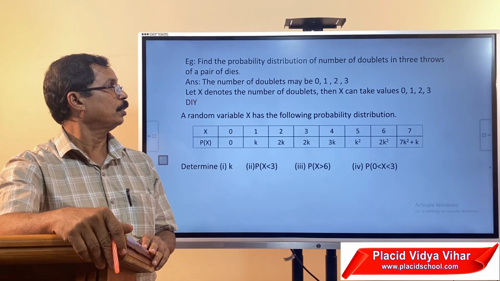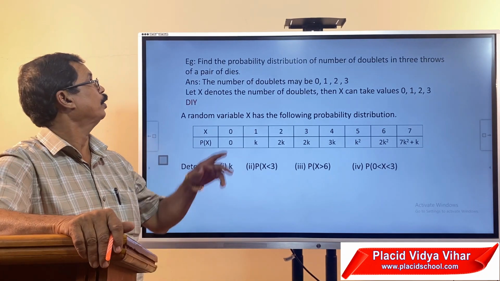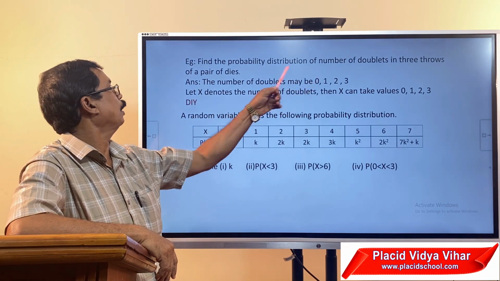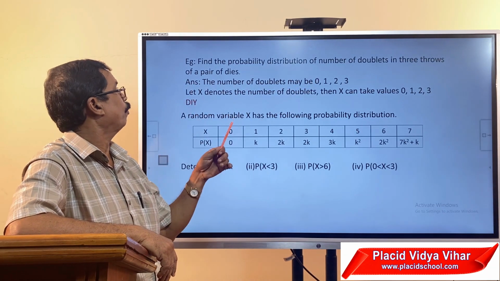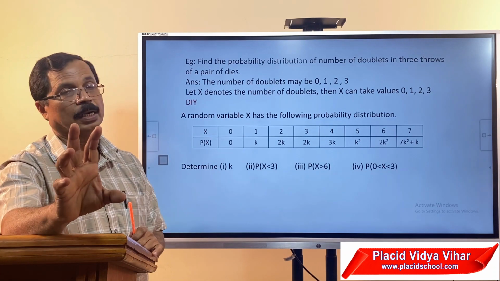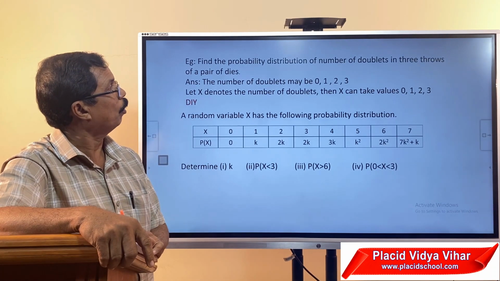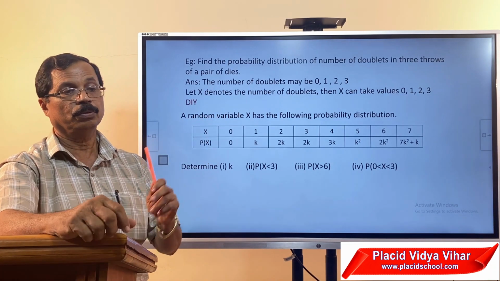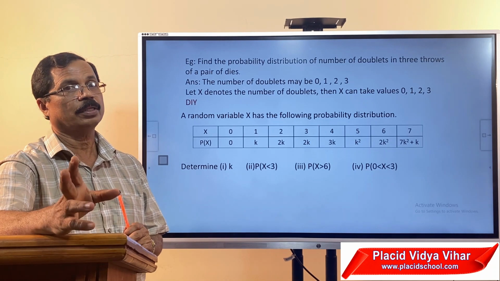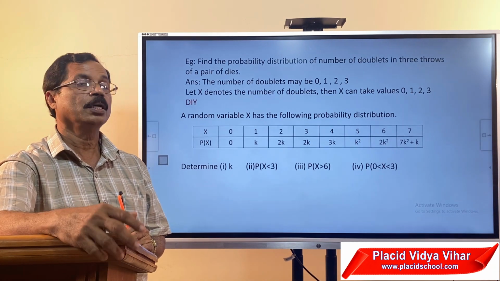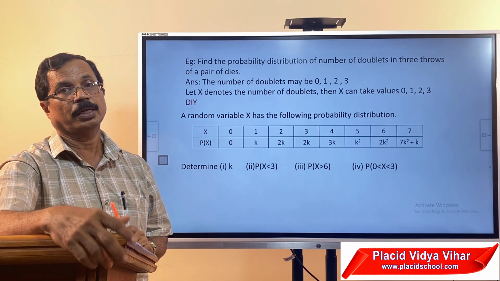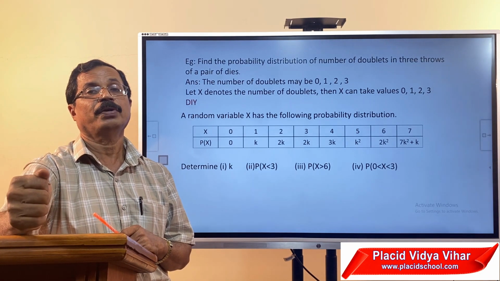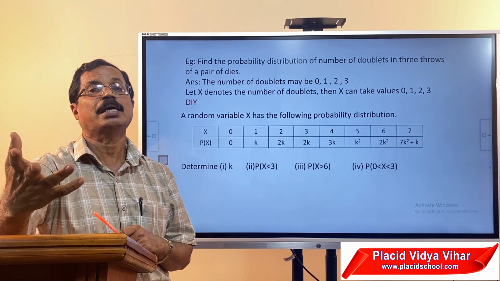There are two more questions for you to do yourself. The first one is this: find the probability distribution of the number of doublets in 3 throws of a pair of dice. When you throw a pair of dice, that means we are throwing 2 dice together. Then there are 36 outcomes, and how many doublets are there? They are 1,1, 2,2, 3,3, 4,4, 5,5, 6,6. They are known as doublets.